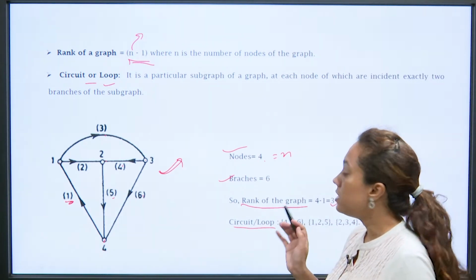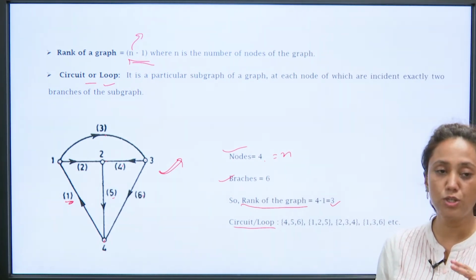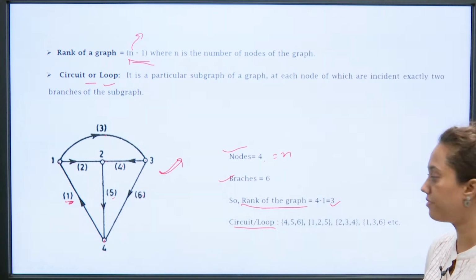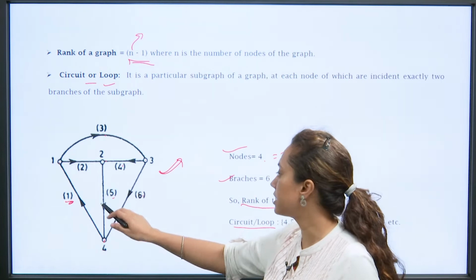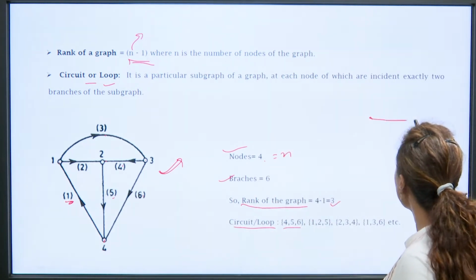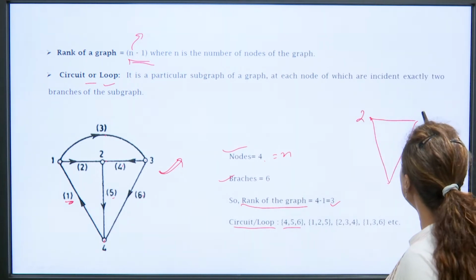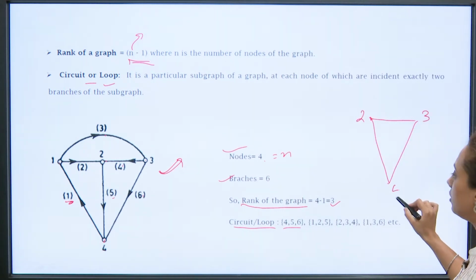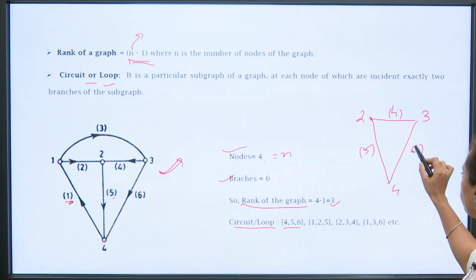It is a subset or subgraph of a graph. At each node there are exactly 2 branches of the subgraph, right. So, for example, take branches 4, 5, 6. If we take only the 4, 5, 6 branches, it looks like this. This is node number 2, this is node number 3, this is node number 4, this is branch number 4, this is branch number 5, this is branch number 6.